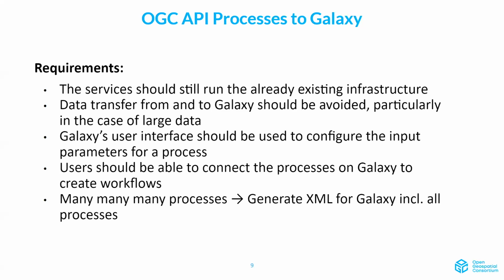The first server that I looked at had 700 processes. So in the old way, we would create one tool per process. And this is, of course, not an option if we have 700 processes. So we need to find a different way. And one idea is to generate one XML file for Galaxy that includes all processes. It didn't work for the 700, by the way, because the XML file was like 20,000 lines, and this was a bit too much.